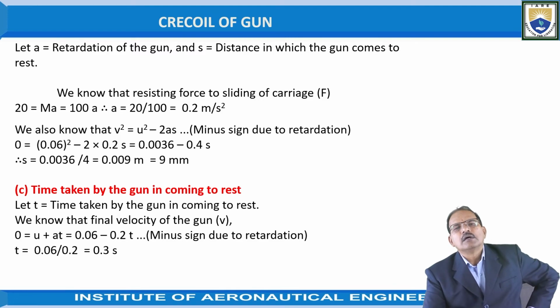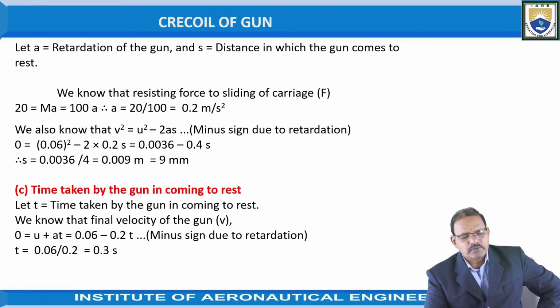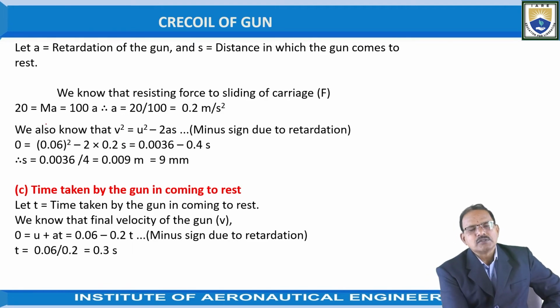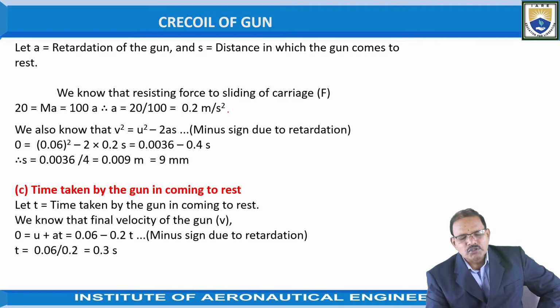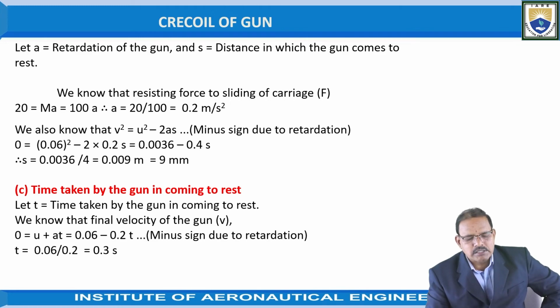then we know that F is equal to M into A, where F represents the resistance offered by the carriage to the gun when it is sliding over it. This should be equal to M into A, where M is the mass of the gun and A is the acceleration with which it is retarding, that is, the retardation. So from this relationship we get 20 is equal to M into A, M is equal to 100 into A, or A is equal to 20 by 100, which is equal to 0.2 meters per second squared. That means from this relationship we can determine the retardation.